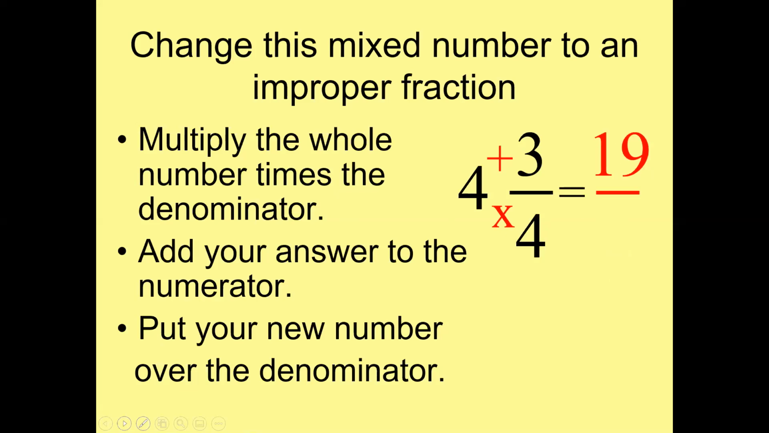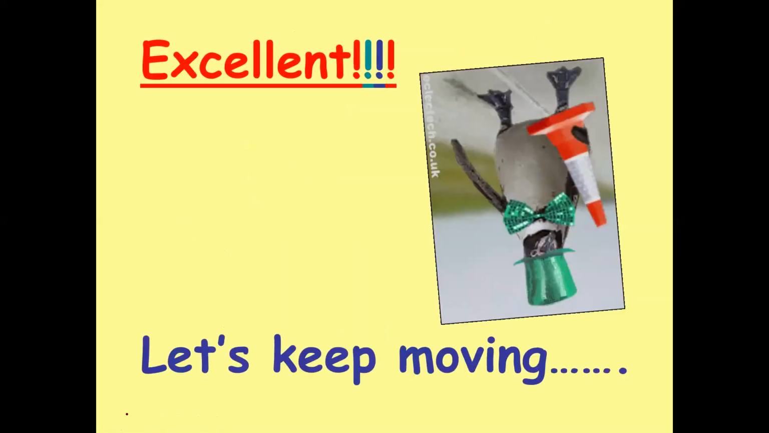19 upon 4, exactly. Now next is multiply 5 into 8. 5 8s are 40. 40 plus 3, 43. 43 upon 5. Exactly. 43 upon 5. Very good.